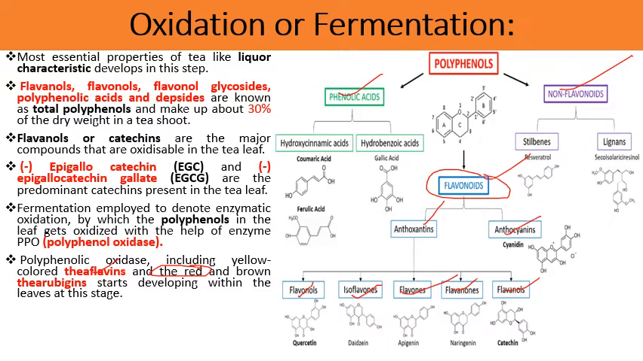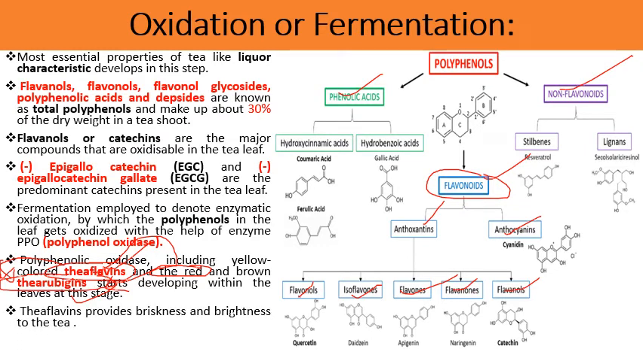Polyphenolic oxidase, including yellow colored thiaflavin, which is a red color substance, and a brown color pigment, that is thiarubicin, which starts developing within the leaves at this stage. So this fermentation, that is oxidation of these polyphenols, converts catechin to give rise to thiaflavin. Thiaflavin again on oxidation gives rise to another pigment, that is thiarubicin. और ये जो 2 chemical substances हैं, इनकी वजह से जो tea है that gives a special unique flavor, color or aroma. So thiaflavin provides briskness and brightness.